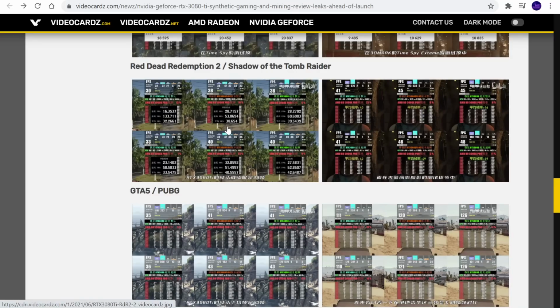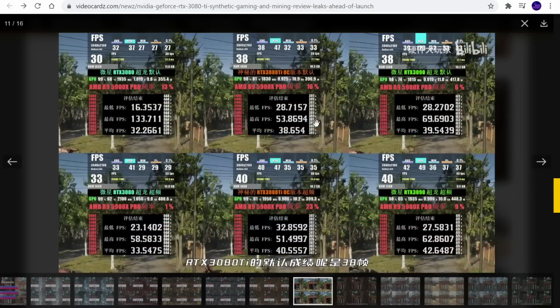We've got Red Dead Redemption 2, followed by Shadow of the Tomb Raider. Okay, Red Dead Redemption 2. I'm pretty sure this one here will be our average FPS, right? Average FPS, okay.